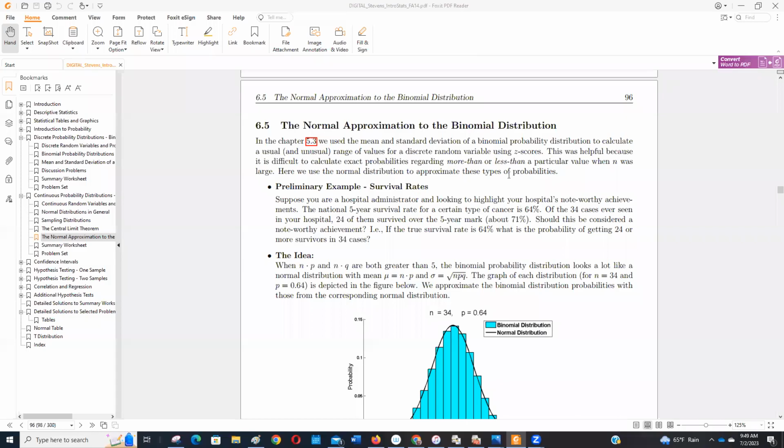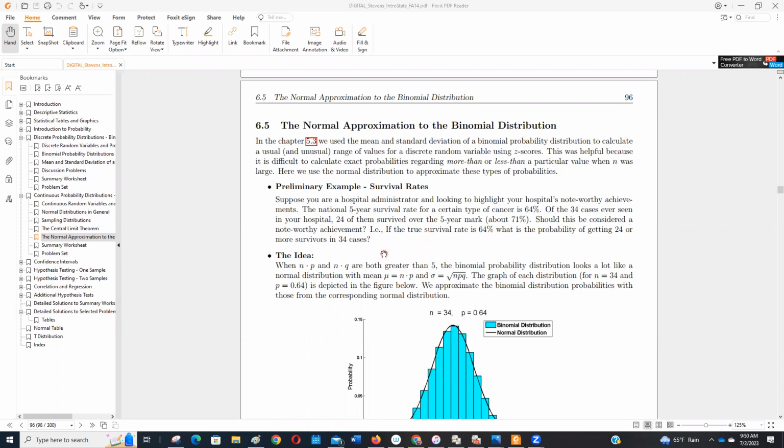So I was asked why do we have to do the check to see if we can use the normal approximation for the binomial distribution? Specifically, somebody asked about a MyOpenMath assignment where they said n times p has to be bigger than 10. Well, Dr. Stevens uses 5, so does it really matter whether it's 5 or 10?